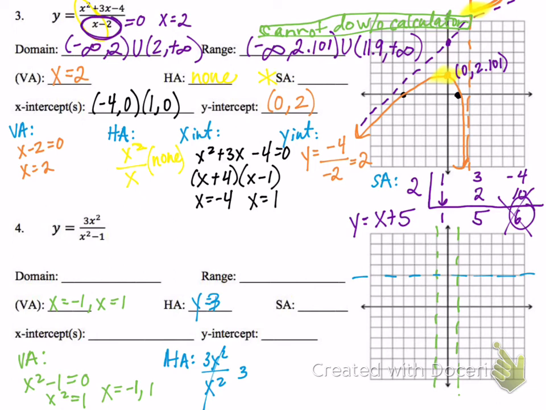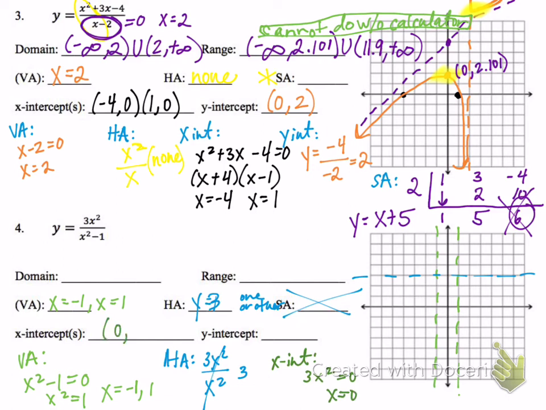And my slant asymptote I will not have because you cannot have a horizontal asymptote and a slant at the same time. It's either one or the other. The only time you have a slant asymptote is if your degree is bigger on top. My x-intercept, I set the numerator equal to 0. And so 3x squared equals 0. So x equals 0.